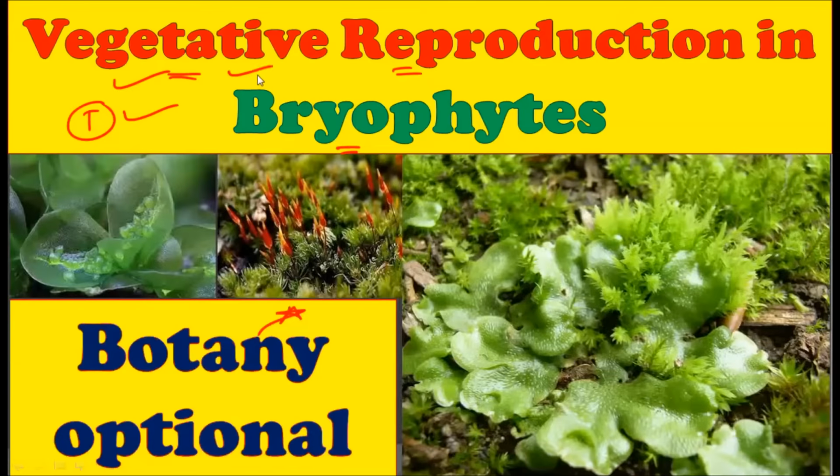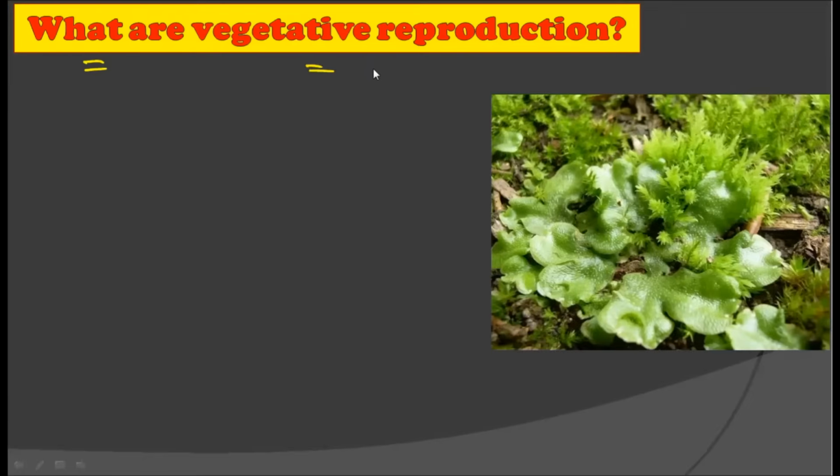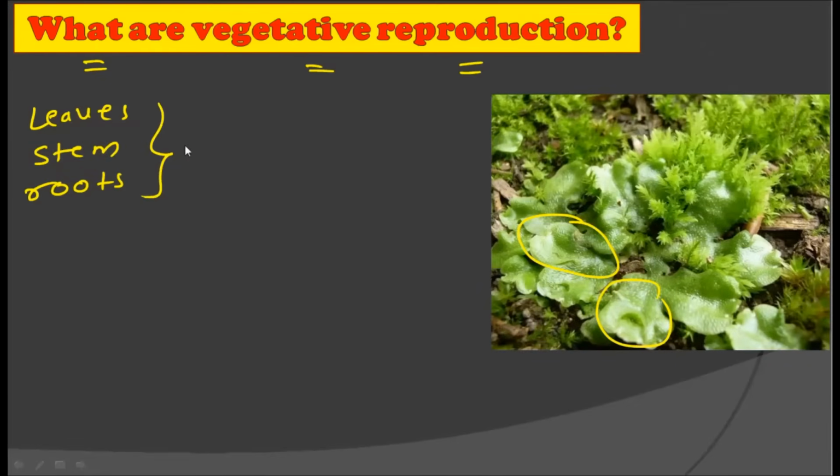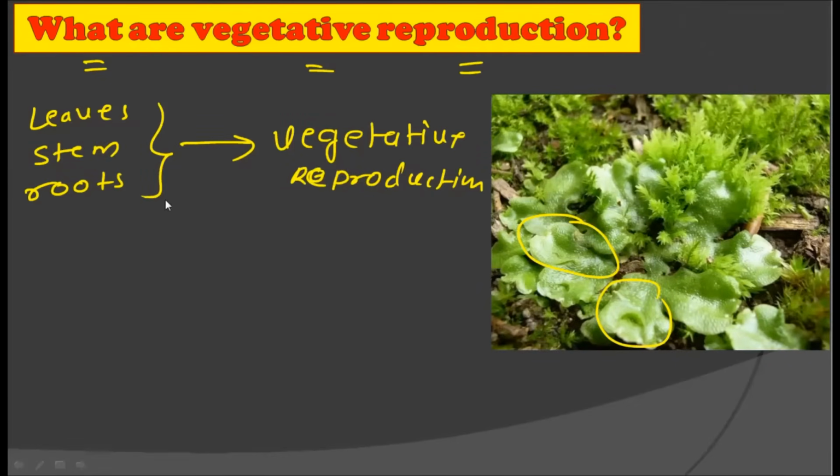So let's learn about the vegetative reproduction in bryophytes. First of all, what is meant by vegetative reproduction? As you may have heard before, vegetative reproduction may be defined as the reproduction which takes place with the help of the vegetative part of the plant body. That is, parts of the plant body like leaves, stem, roots, etc. are considered as the vegetative parts of the body. That is, reproduction from the vegetative organs is called vegetative reproduction.